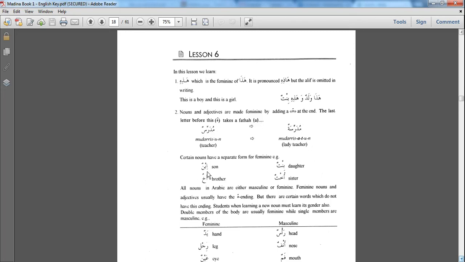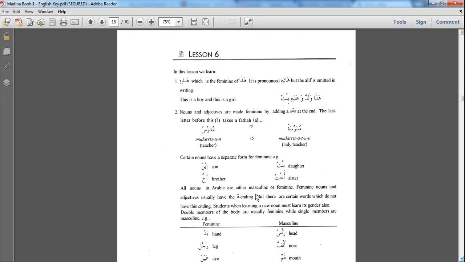However, certain nouns have a separate form for the feminine. For example, ibnun, bintun. So for ibnun, you don't say ibnatun for the feminine, rather you say bintun. Sometimes you may come across ibnatun also, but more often than not it's ibnun, and the feminine is bintun. Akhun, ukhtun.